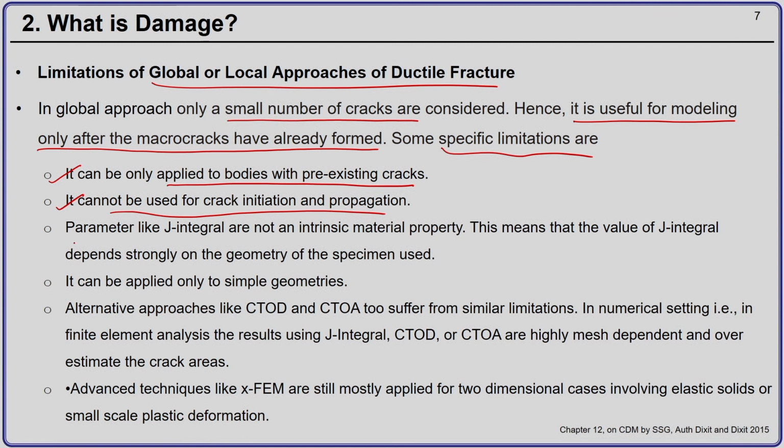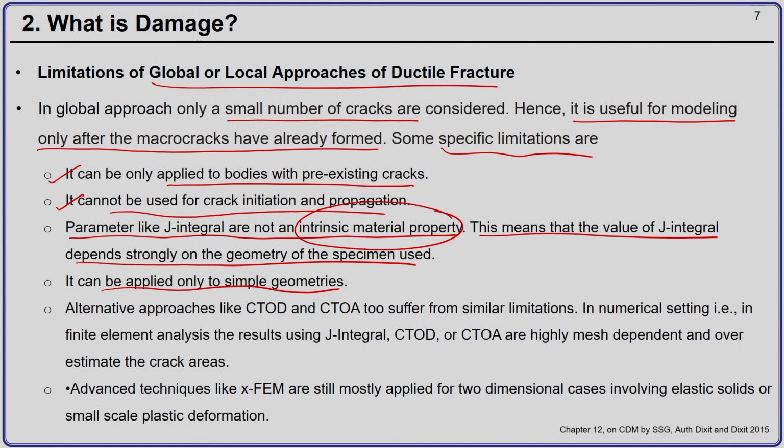So, parameters like the J integral are not an intrinsic material property. This means that the value of the J integral depends strongly on the geometry of the specimen which is used. That is the problem. As you change the geometry of the problem, the J integral also changes. So, it is not an intrinsic property of the material. So, this global approach can be applied only to simple geometries.